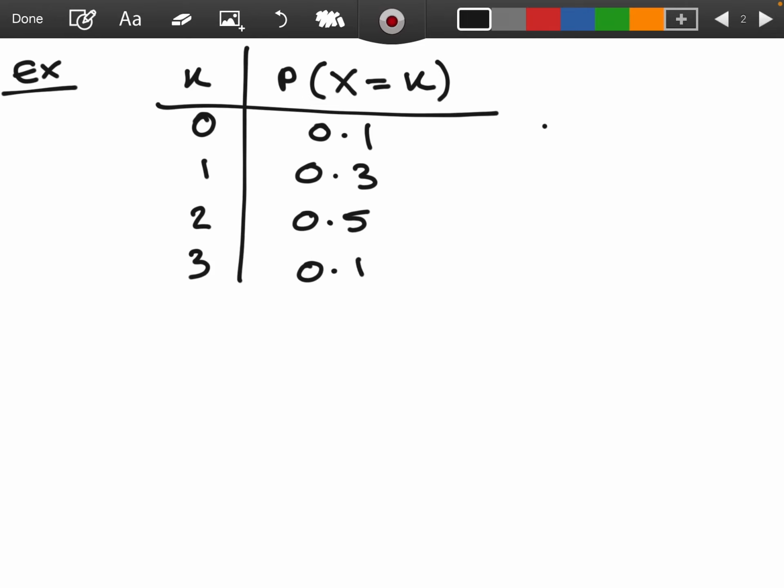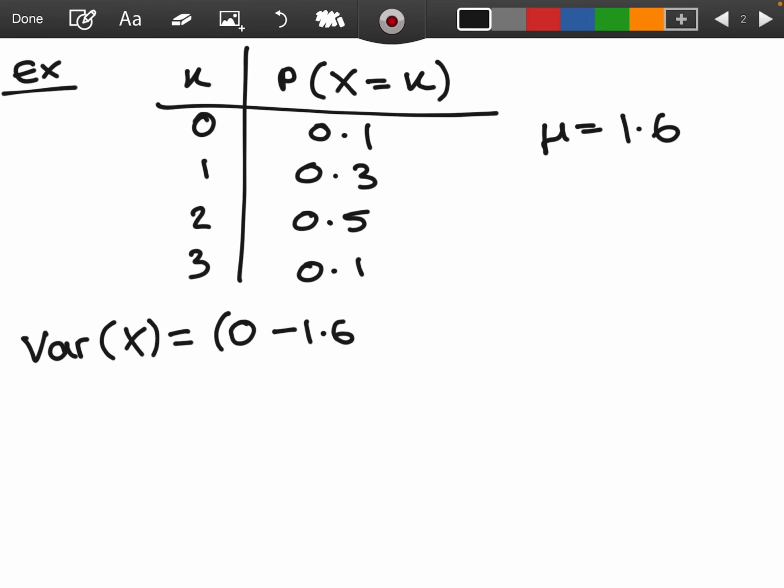I will tell you now, in order to find the mean, exactly like we did last time, you're going to multiply each of the outcomes by its probability, and then you're just going to add them all together. So that mean is going to be 1.6 when you calculate that. So now the variance is going to be each of the outcomes minus the mean squared multiplied by the probability of that outcome. And you're going to add all of these together.